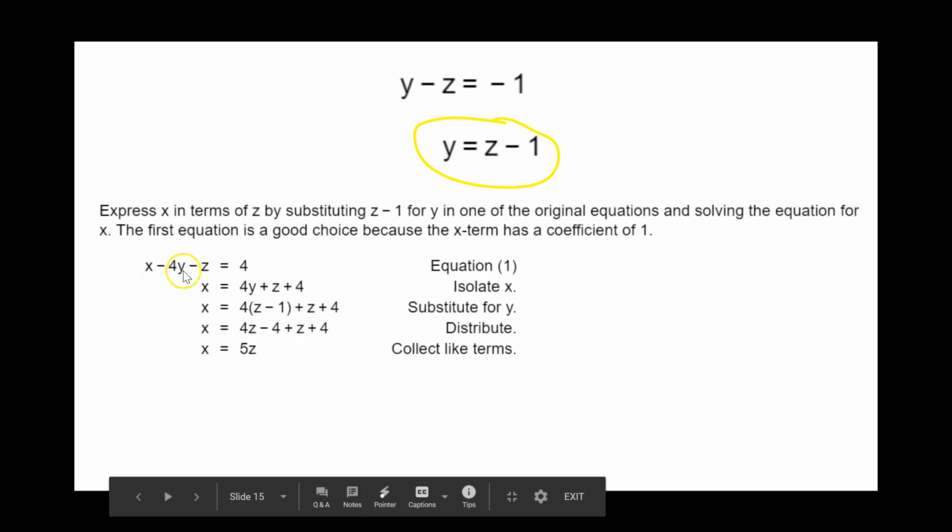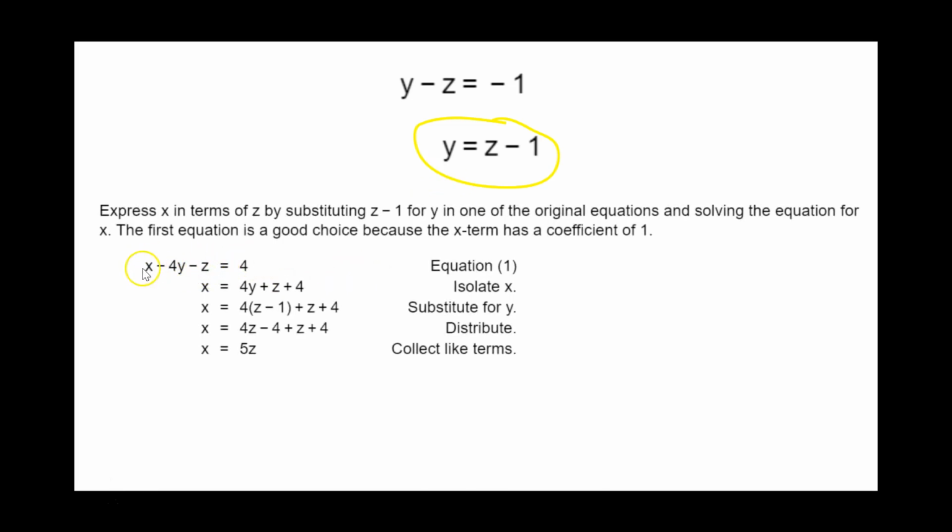I'm going to use the first equation because, again, the coefficient is 1, which makes it a lot easier to solve. I'm going to plug this whole expression, z -1, in for this y right here. So this is what I did. First, I moved this 4y over here. I moved the z over. And then now I plugged in the z -1 here.